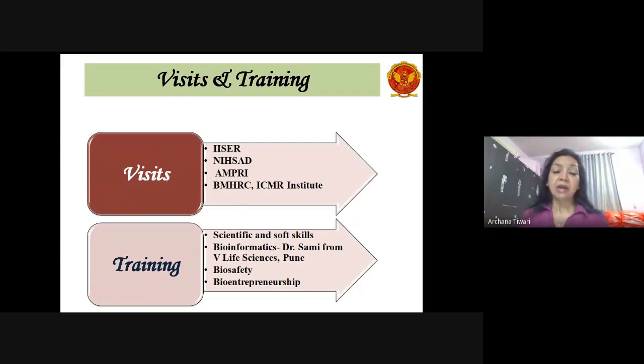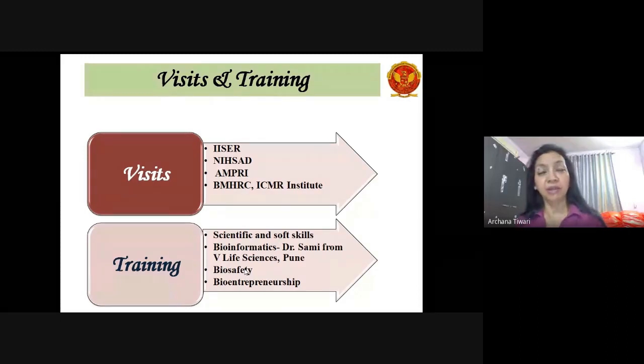EMPRI, that is Advanced Materials and Processes Research Institute, which is present in Bhopal. Bhopal Memorial Hospital and Research Center, this is the ICMR Institute, and many more. Likewise, we are providing training to our students from time to time on the various aspects of biotechnology, that is in the scientific field.